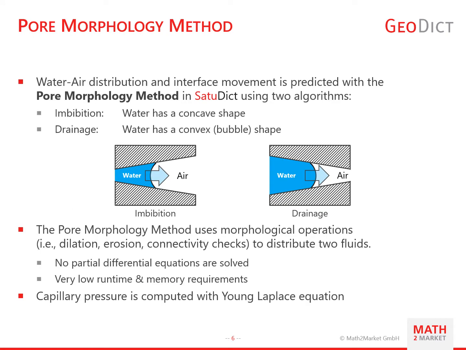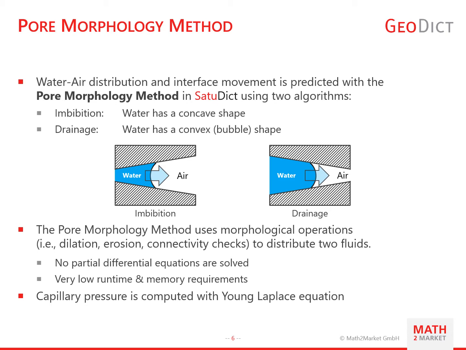In GeoDict, we use a pore morphology method to predict the distribution of two fluids in a porous media. There are 2 scenarios that can be simulated. The first one is called imbibition, where in this example, water imbibes the structure having a concave shape. It sucks itself into the structure and external forces are not required. The other one is called drainage, where an external force is required to push water into the pore space of a porous media with a convex shape.